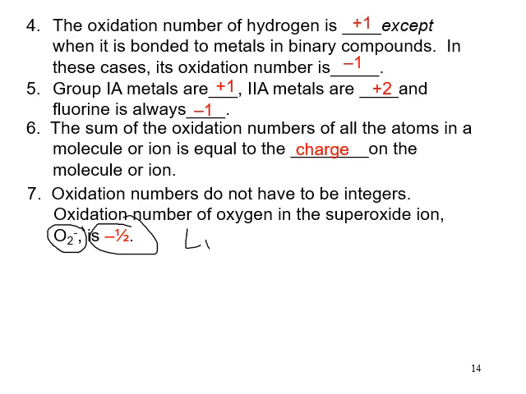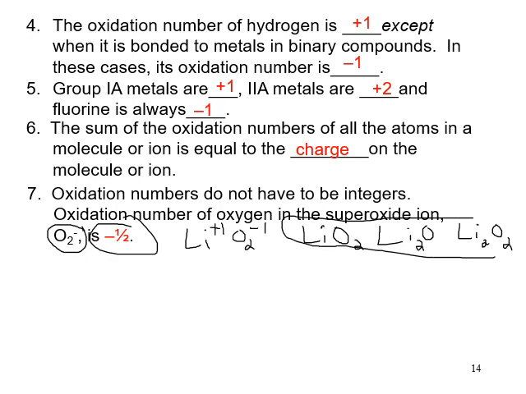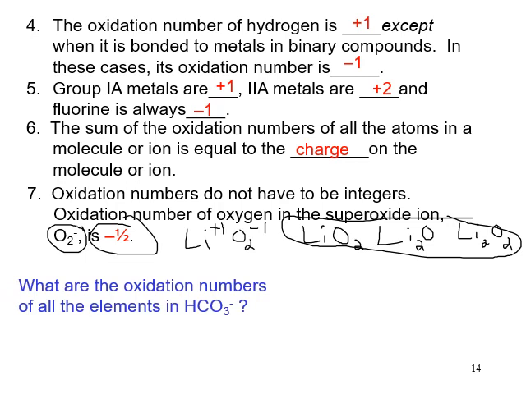So if I put superoxide together and made a compound with lithium, since there's +1 and -1, the formula would look like that. That's lithium superoxide. If you remember on the previous slide, I also showed you lithium oxide, Li2O, and lithium peroxide, which would be Li2O2. So you see, oxygen can do all these things, but it's going to be reflected in the formula of the compound. So let's do a practice here.